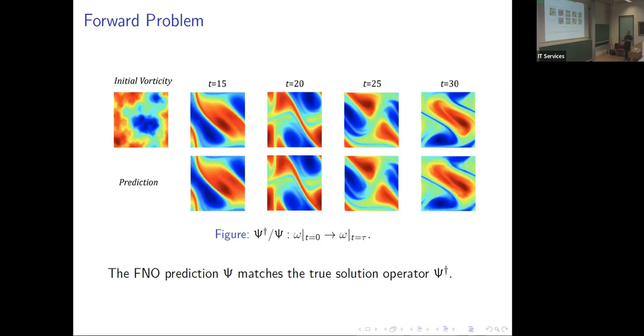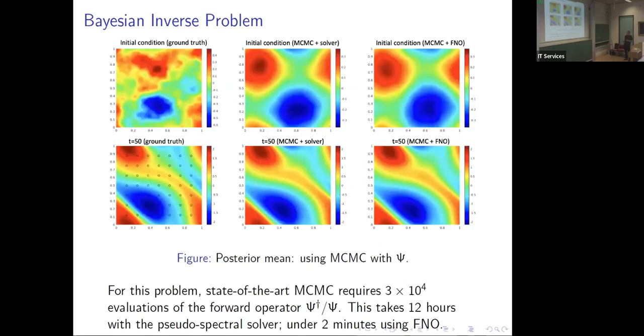And you see here the computations performed by a pseudo-spectral method. These are the predictions by the Fourier neural operator. And the key take-home message is that this inverse problem is ill-posed, and we solve it by a probabilistic method, which requires on the order of 10 to the 4 to 10 to the 5 evaluations of the forward model. And in so doing, you can compute the entire statistics of the distribution of the unknown initial condition given pointwise observations of the vorticity at a later time.